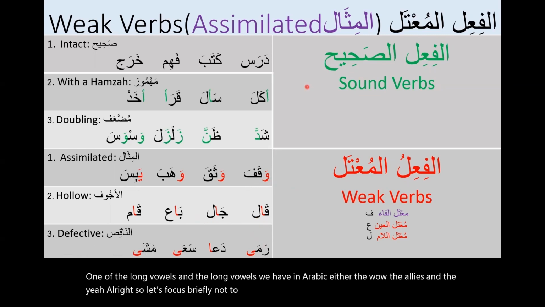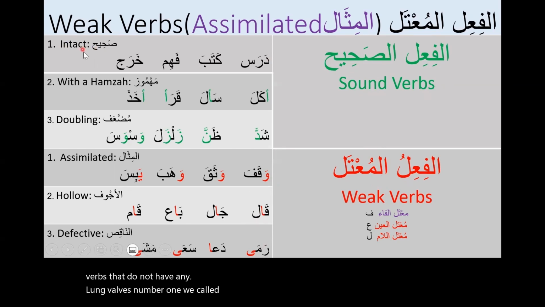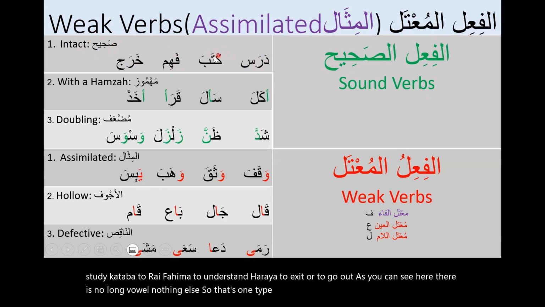Let's briefly talk about al-fi'l al-sahih, the sound verbs that do not have any long vowels. Number one, we call it al-fi'l al-sahih, the intact verb. And these are like darasa, to study, kataba, to write, fahima, to understand, kharaja, to exit or to go out. As you can see here, there is no long vowel, nothing else. So that's one type of the sound verb.